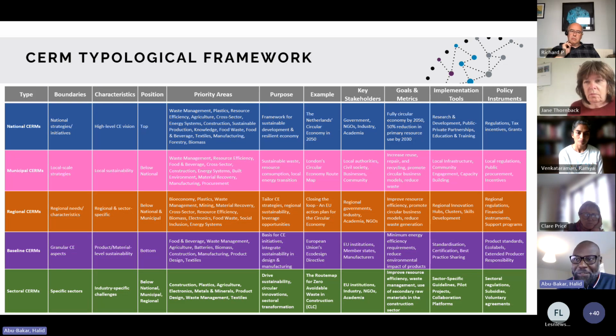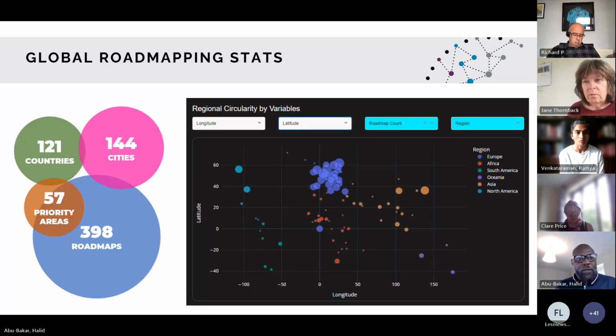Again, this is a very messy table. I don't expect to go through all of that, but essentially this gives us some of the key definitions of different elements with regard to the different types of roadmaps. We've got the boundaries, the different characteristics, where they are positioned on the hierarchy, some of the known priority areas as far as the roadmaps that I've looked at, and then the purposes, examples, key stakeholders, goals and metrics, implementation tools, and some of the policy instruments.